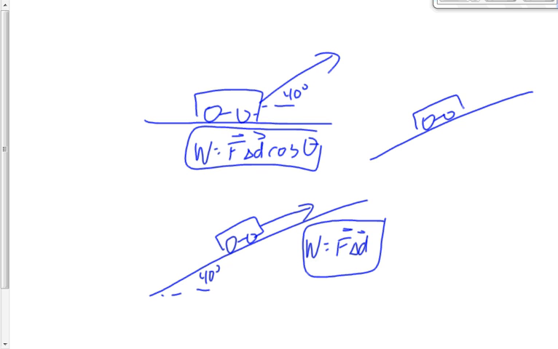Pulling the wagon up the hill again. The angle of the hill is 40 degrees. I pull it up at an angle of 60 degrees. F times D or FD cos theta? Jonathan? Yeah, good. F times D times cos theta.